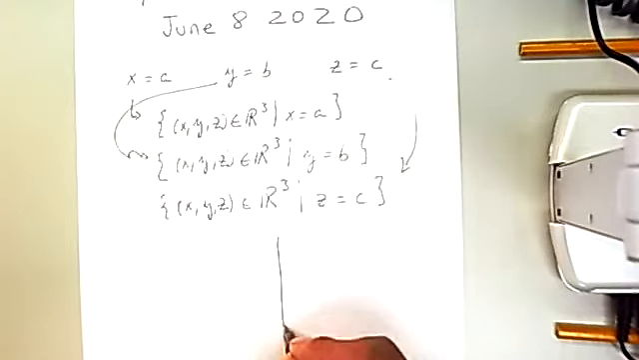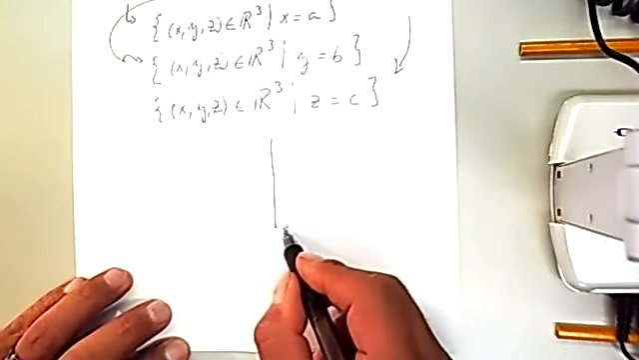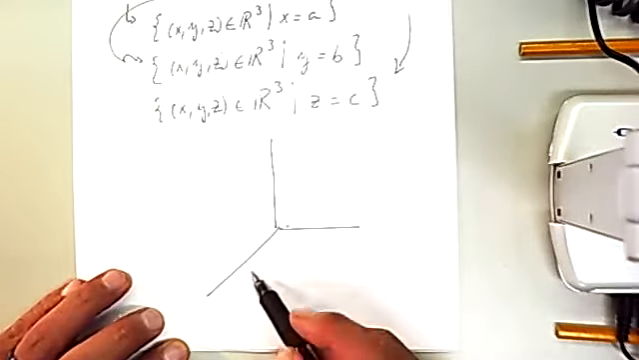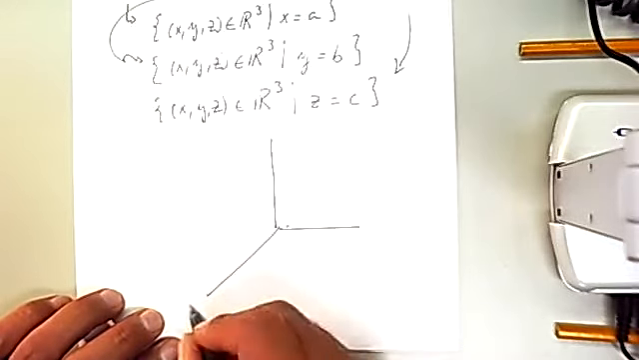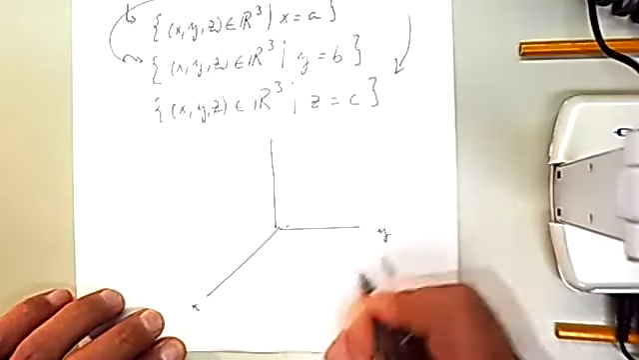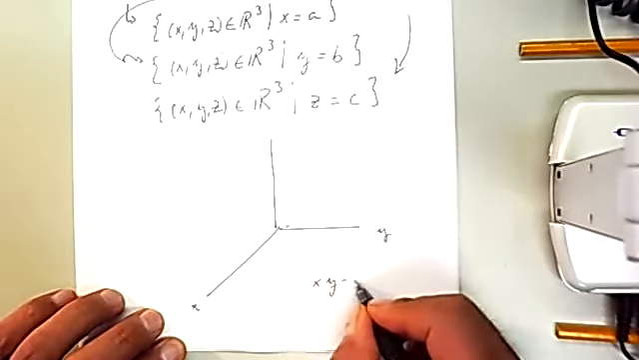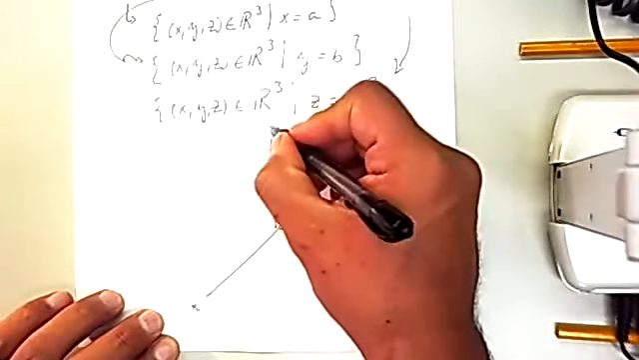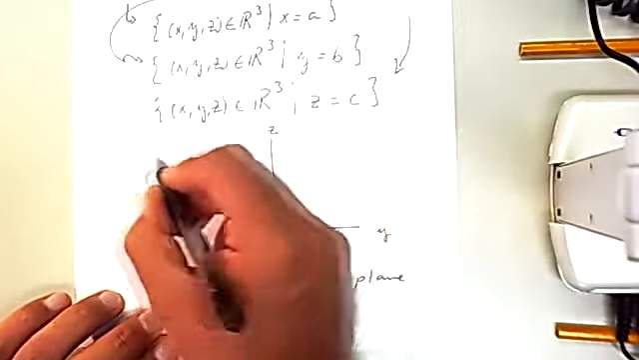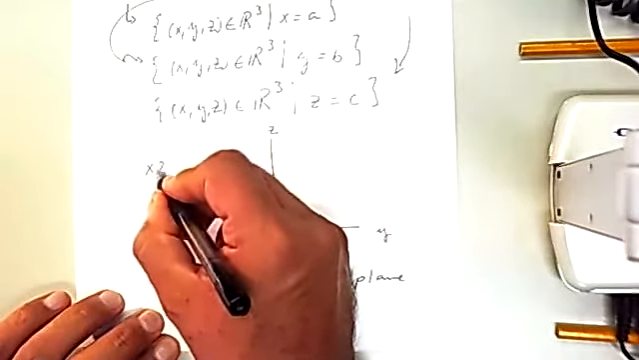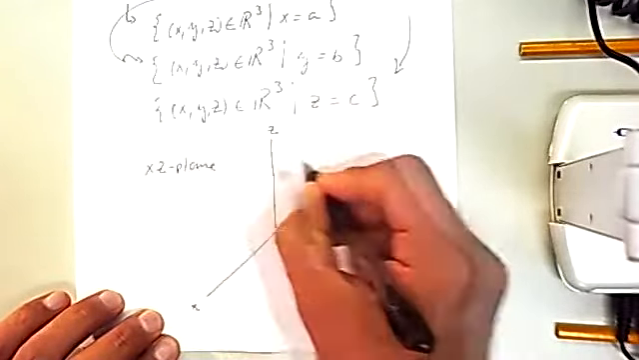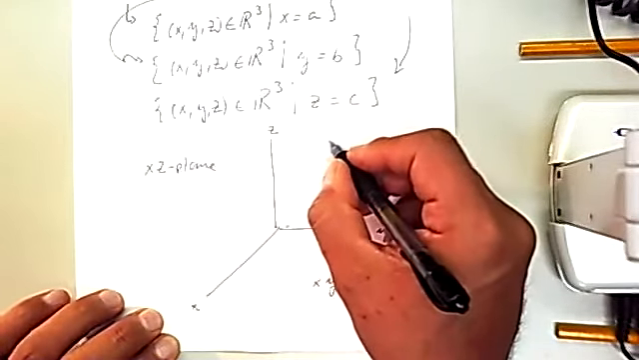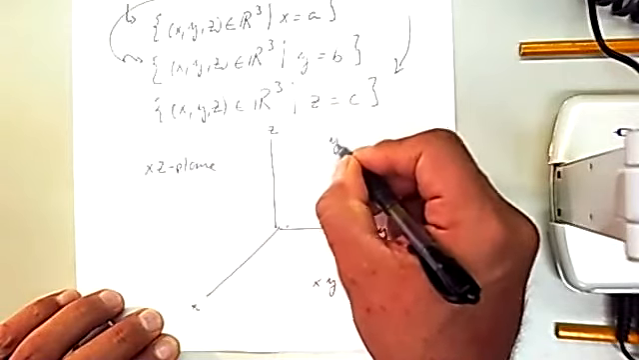Remember that when we draw the three-dimensional space, the plane containing the x-axis, so this is the x-axis, and the y-axis is called the xy plane. The plane containing the x-axis and the z-axis is called the xz plane. The plane containing the y-axis and the z-axis is named the yz plane.